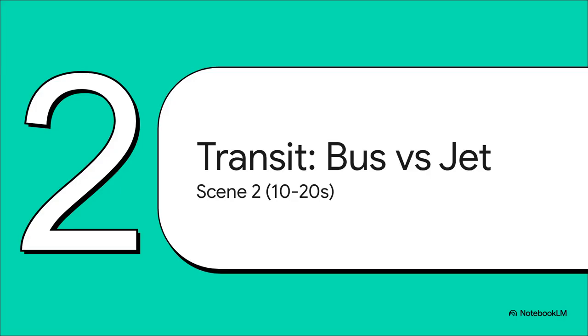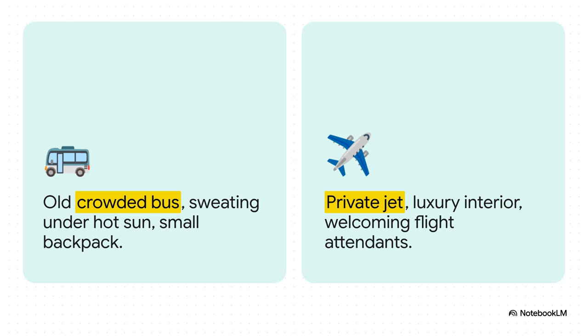Section 2. Transit. Bus versus jet. They have their budgets, but how are they actually going to travel? Well, the prompt creates a visceral comparison to answer that. For the budget traveler, we get an old, crowded bus, sweating under the hot sun, carrying a small backpack. You can almost feel the heat and the physical struggle, right? But contrast that directly with the luxury traveler, boarding a private jet with a pristine luxury interior with flight attendants actively welcoming him. This jump forces you to experience these two wildly different realities, really highlighting that sweaty, cramped reality against absolute pristine comfort.